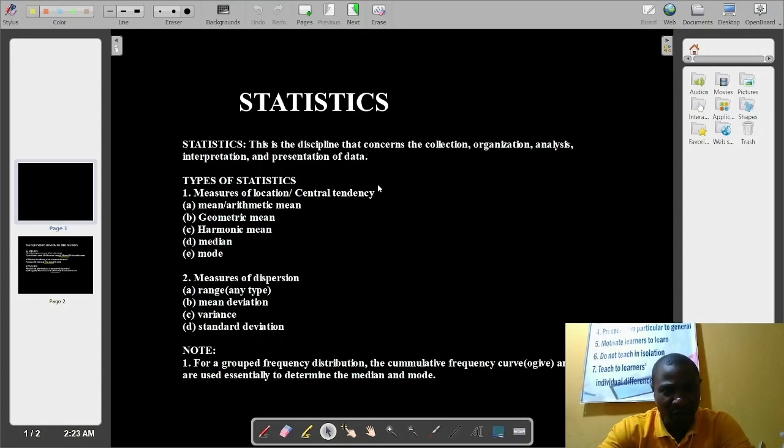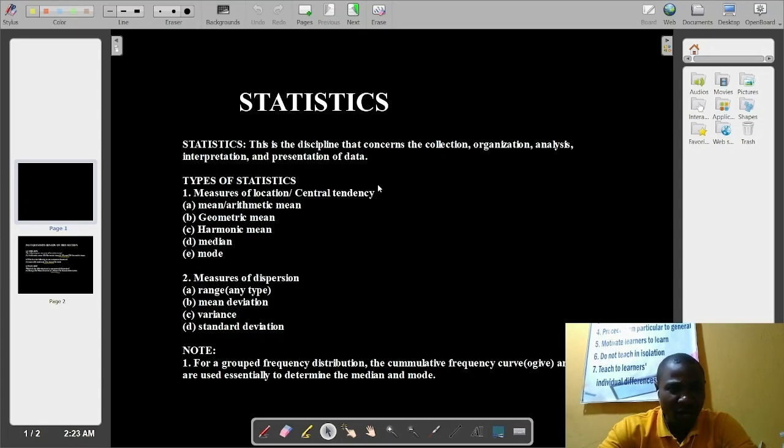Now, basically in your exam, if you are writing WAEC or probably NECO, your statistics will be subdivided into two major aspects. The first aspect is what we call the measures of location or central tendency. This has to do with basically the middle of a discrete data as it is supposed to be. So your mean, the first type of your measures of location or central tendency, is what we call the mean.